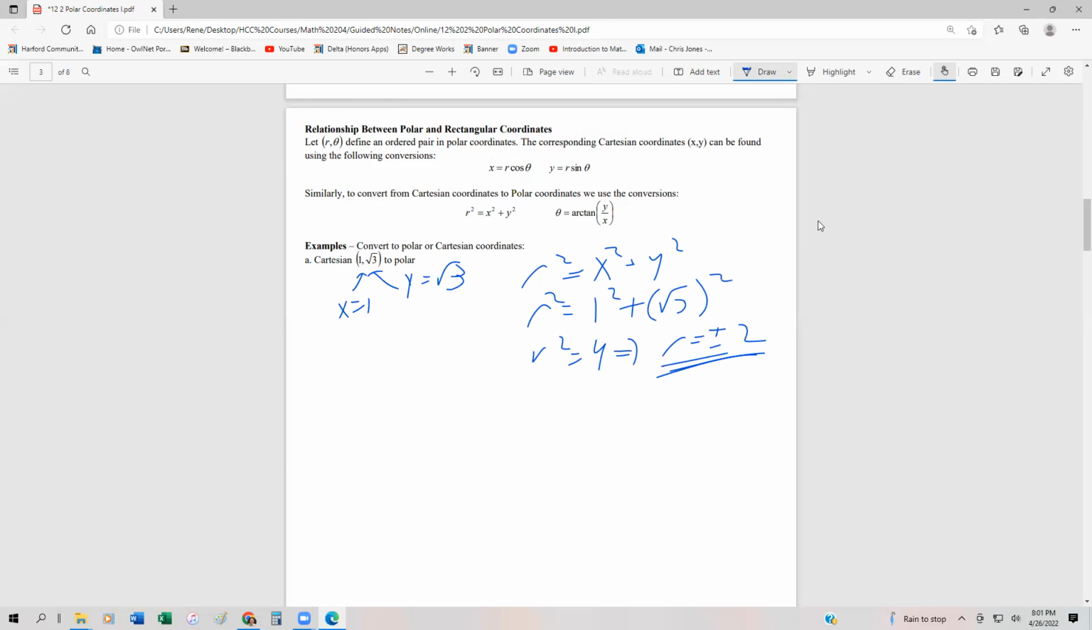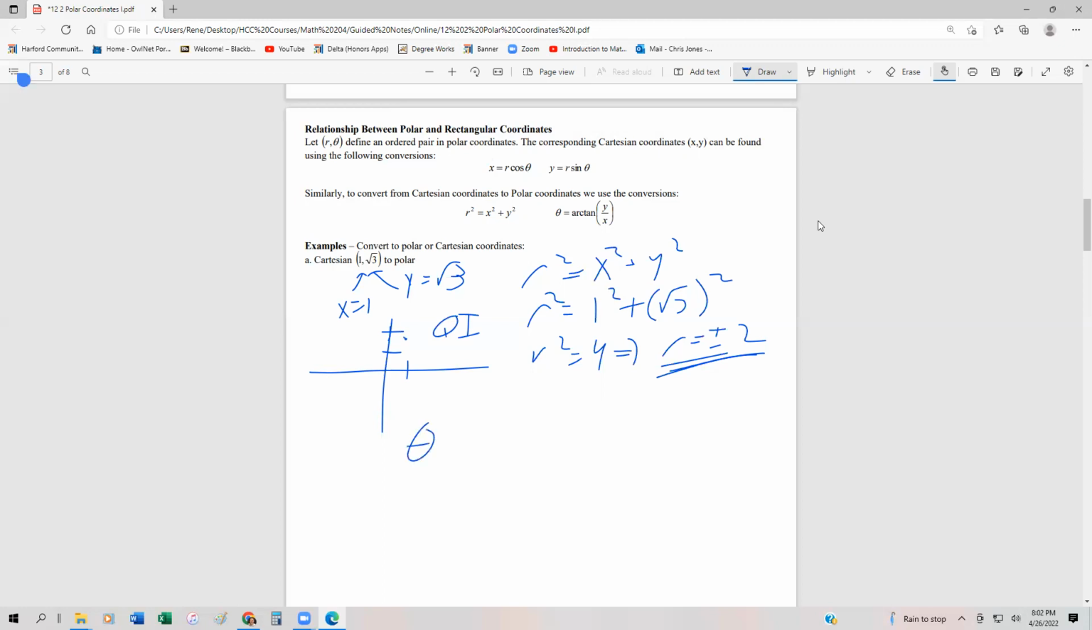After we figure out theta, we're going to figure out which r we're going to use, either positive or negative. What could be helpful is for us to plot the point to start with. So we have 1, and we know the square root of 3 is about 1.7. So it's probably going to end up right about here for our point. So we know it should end up in quadrant 1.